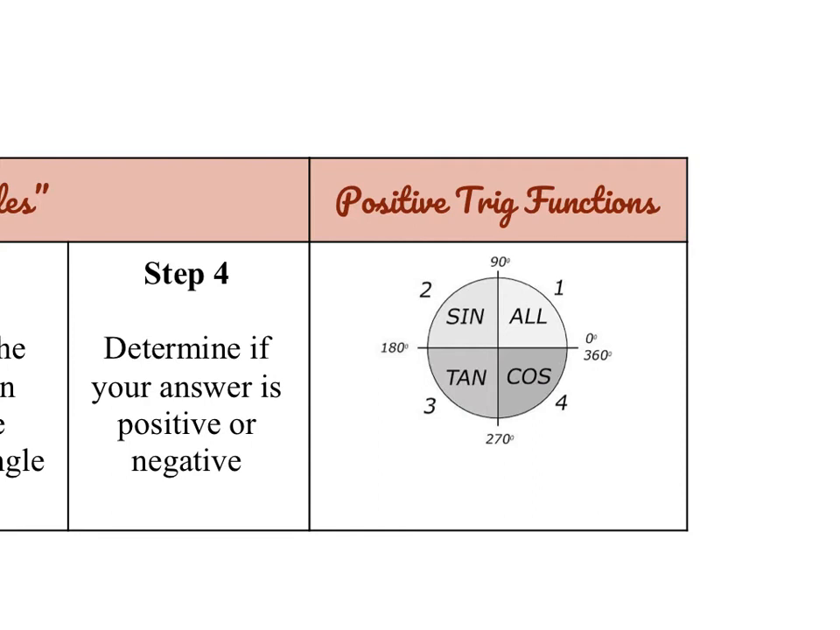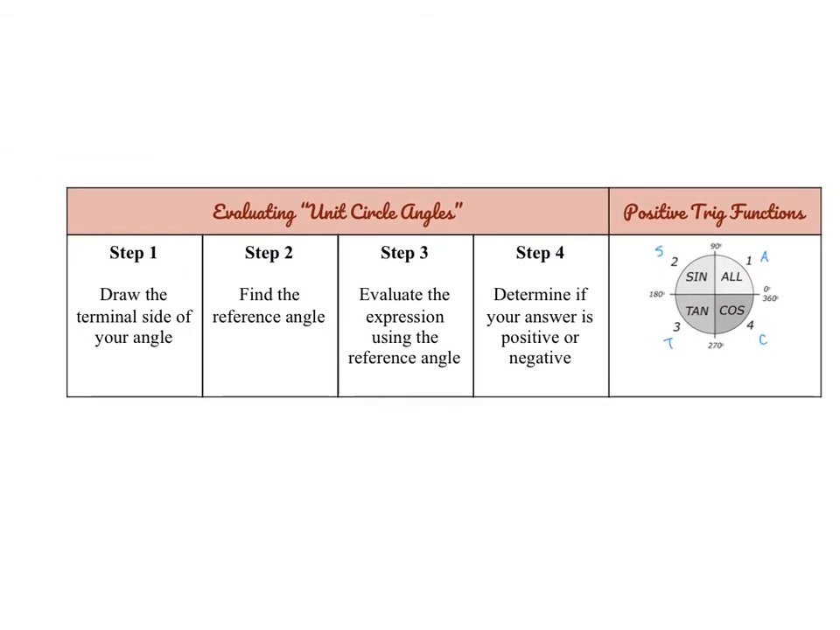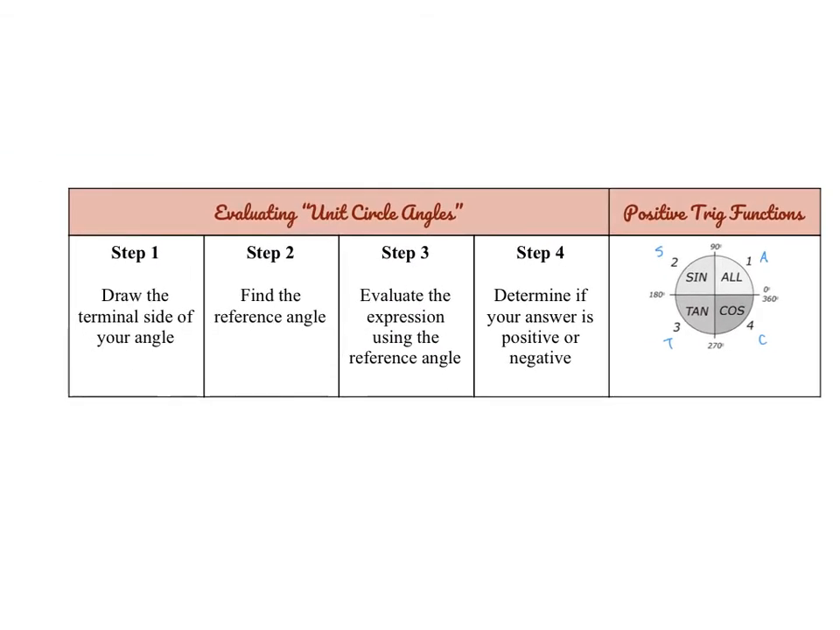So one thing you can do to help remember this, a really common mnemonic device for this, is all students take calculus. So ASTC, all students take calculus. And again, this should help you remember which function is positive in each quadrant. So that will help us determine the sign of our answer. So we're going to follow these 4 steps to help us evaluate our trig ratios.